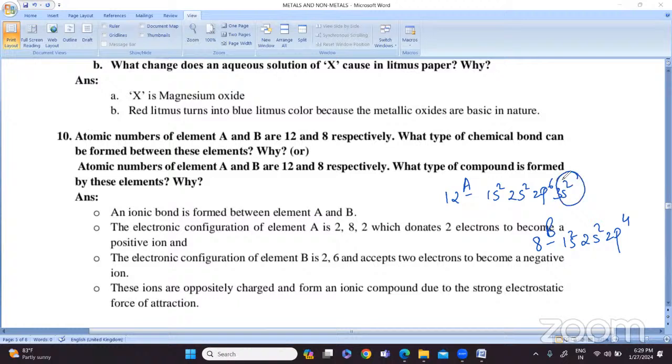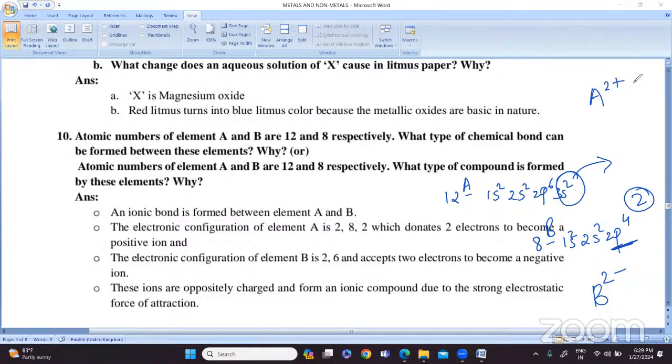So your A element can donate 2 electrons. And if A donates 2 electrons, then it will become a positive ion. And the electronic configuration of B is 1s2, 2s2, 2p4. So it requires two more electrons. So it can accept 2 electrons and it will become a negative ion. So it will be B2 minus.